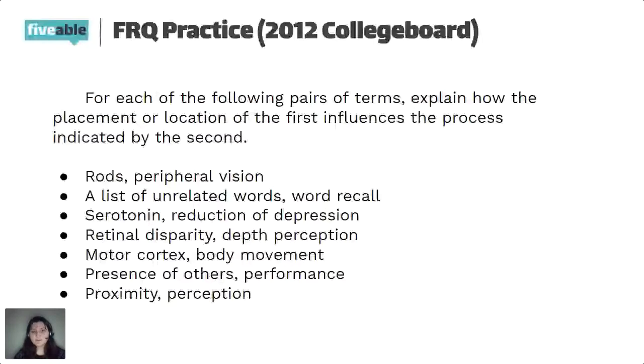As you might have noticed so far, these aren't all Unit 3 terms, but it has quite a few Unit 3 terms, which is why I chose this one. If you don't know all of the content, if you haven't gone over it, that's completely fine. We'll talk about that today. Then retinal disparity and depth perception, motor cortex and body movement, the presence of others and performance, and then lastly, proximity and perception.